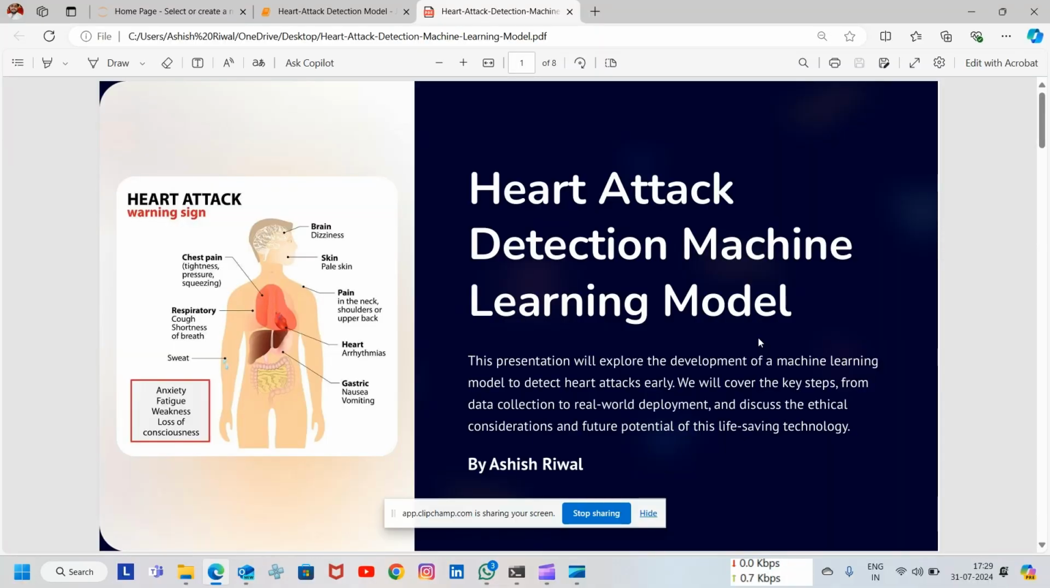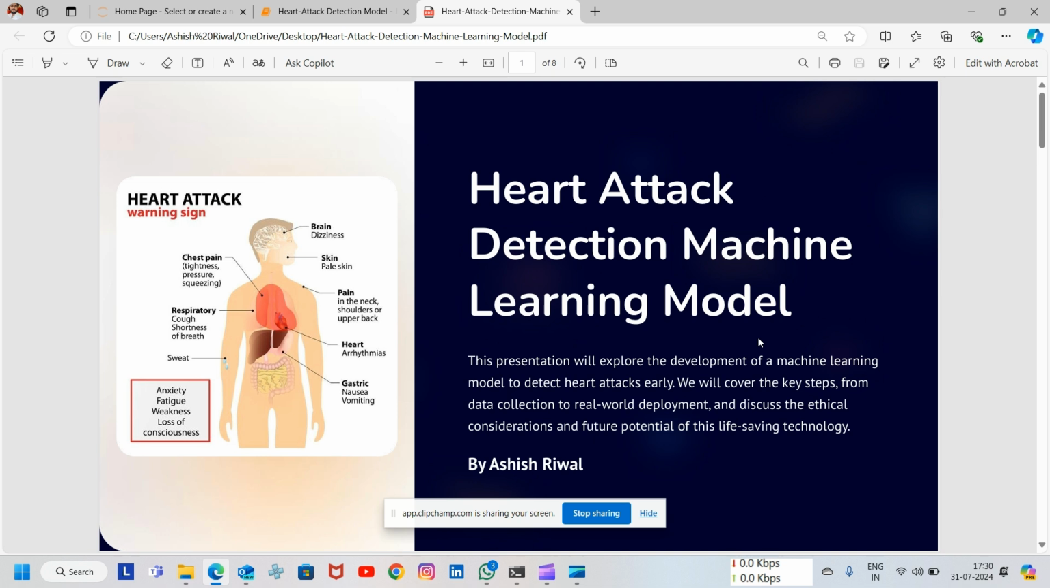Hello guys, myself Ashish, and today I am here again with my project, which is about a heart attack detection machine learning model. This project is a part of my internship with Mentorness as a machine learning intern.